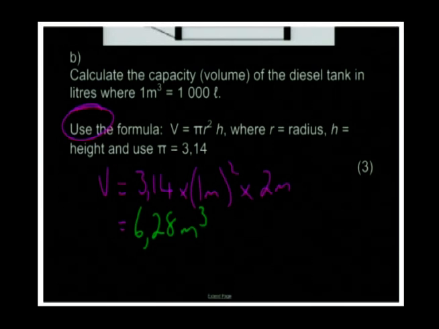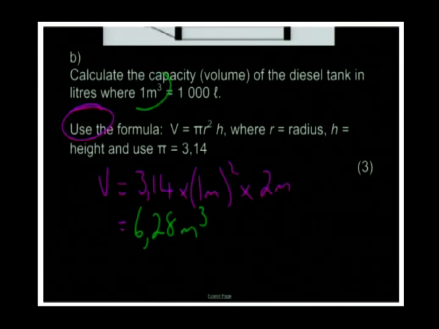Now, if I was writing that final paper and I wrote my answer as 6,28 meters squared, my examiner would have said, fantastic, I caught this guy, I've nailed him, we're taking a mark off. Okay? Be careful. So I've got 6,28 meters cubed.